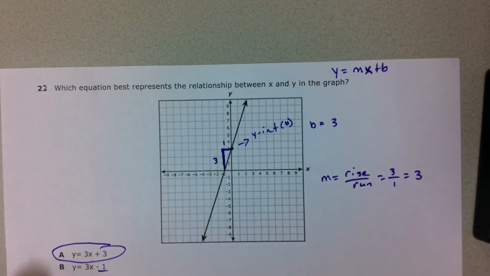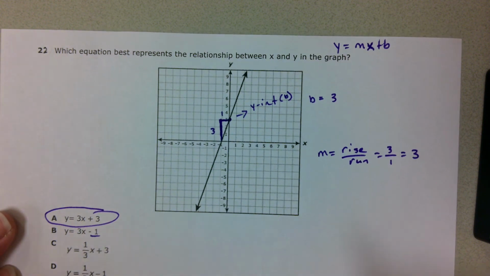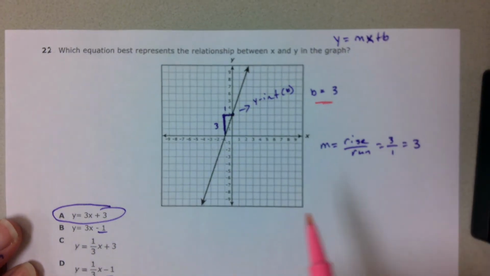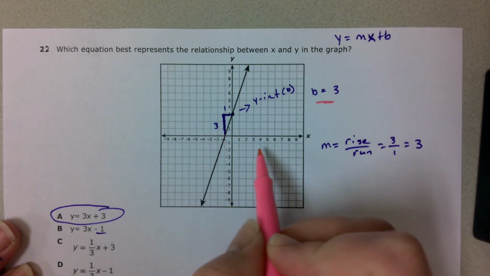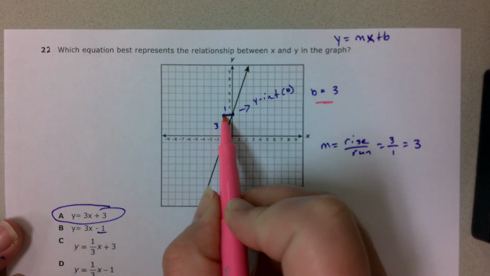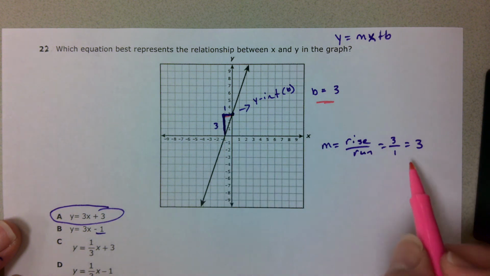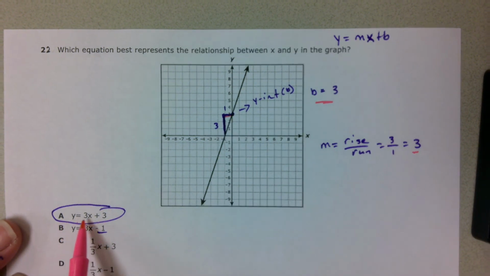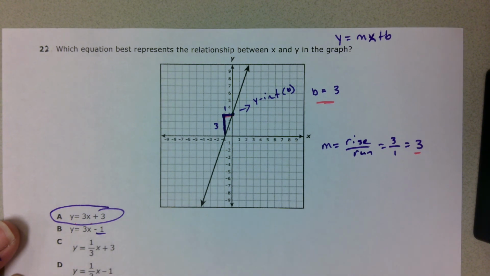All right, number 22. Which equation best represents the relationship between x and y in the graph? My y-intercept here is at 3, so b is 3. And then I need to do rise over run to get my slope, up 3 over 1. So 3 over 1 is 3. So I have y equals 3x plus 3.